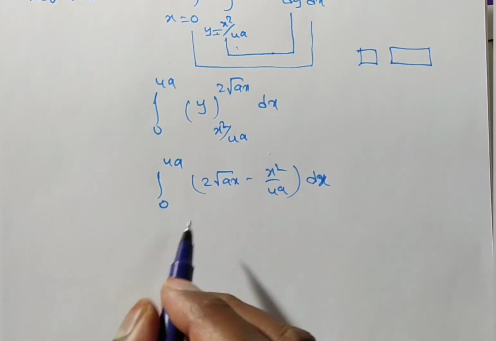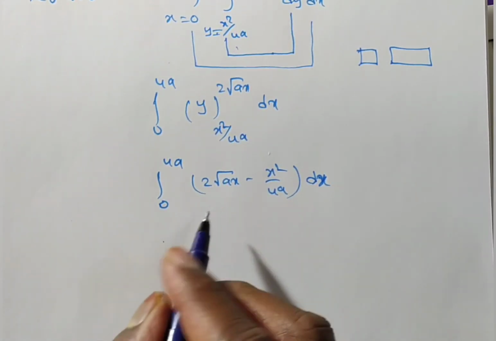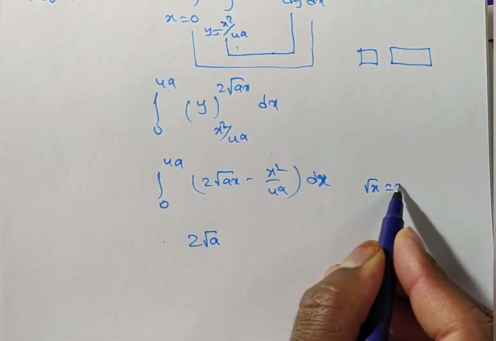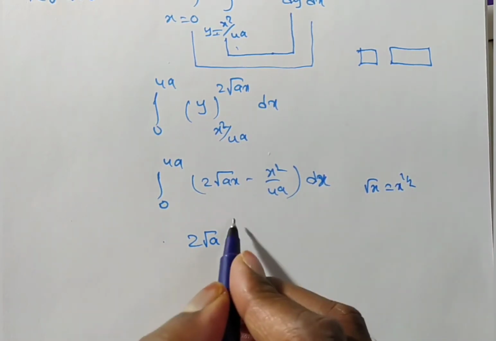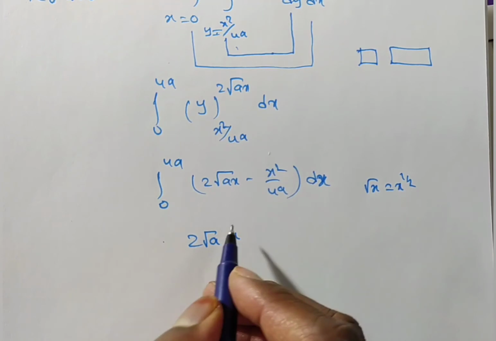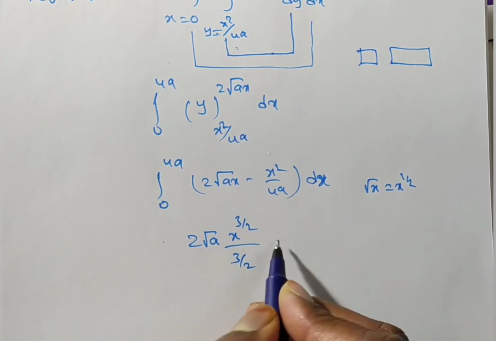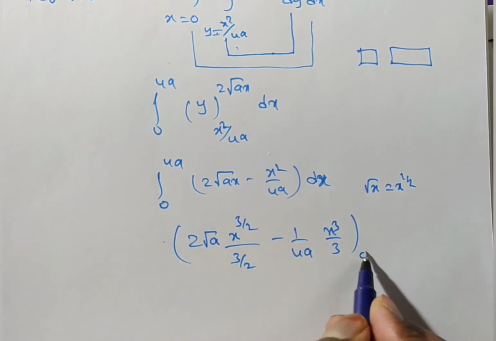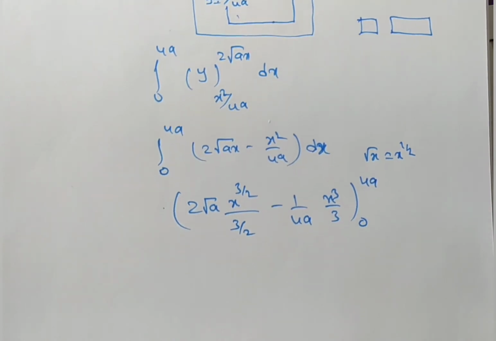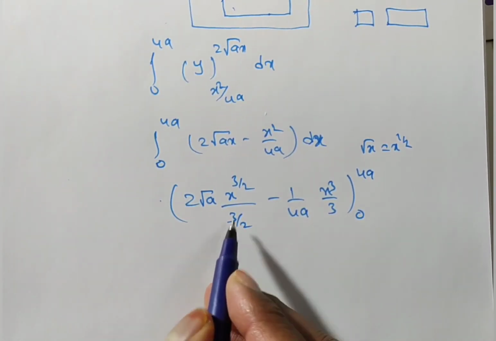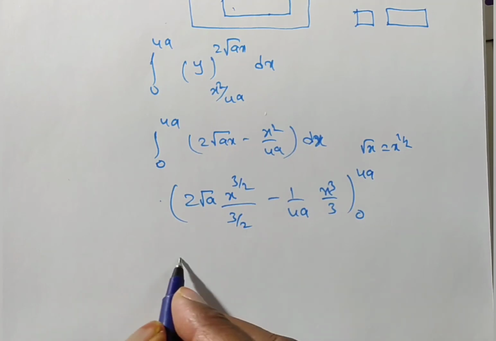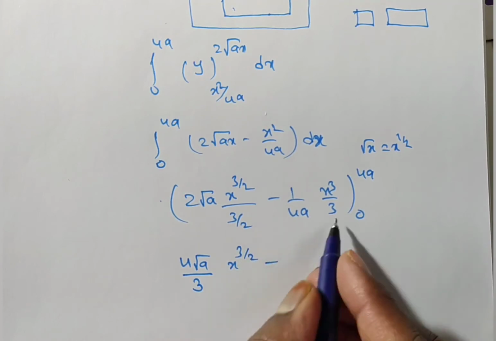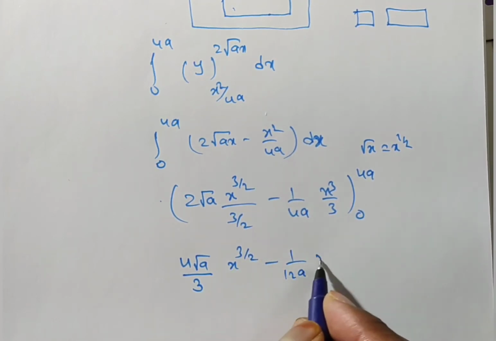Now integrating with respect to x. Actually I can do directly 2 root a into, this is root x, you can consider. Root x you can also write as x power 1 by 2. So what is the integration of x power 1 by 2? X power 1 by 2 plus 1, that is 3 by 2, divided by 3 by 2, minus 1 by 4a is a constant. X square integration is x cube by 3. Now limits from 0 to 4a. So 3 by 2 is there, so you can write 2 in the numerator as the denominator. Then you will have 4 root a by 3 into x to the power of 3 by 2 minus, this is 12a, 1 by 12a times x cube.